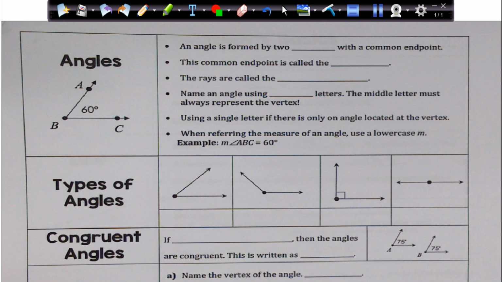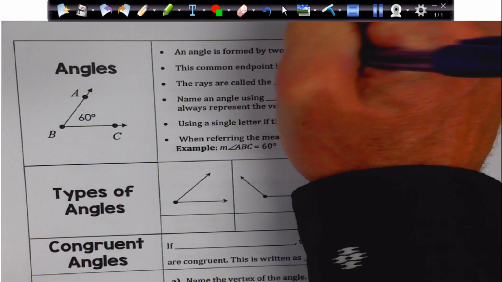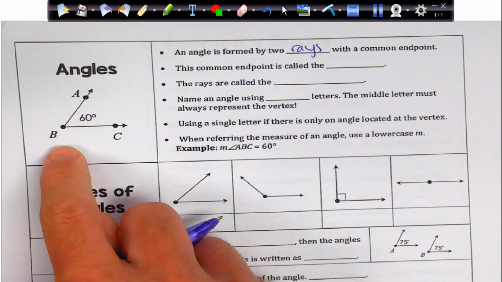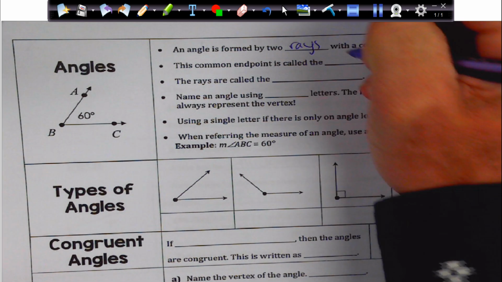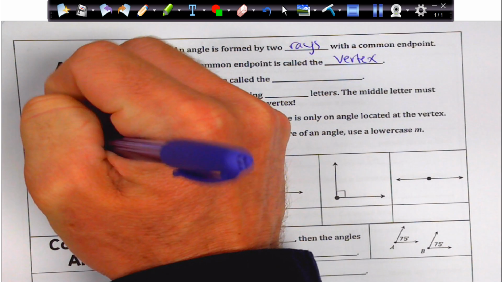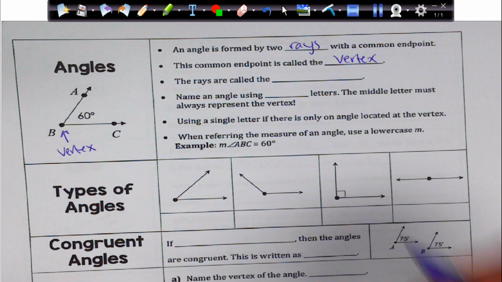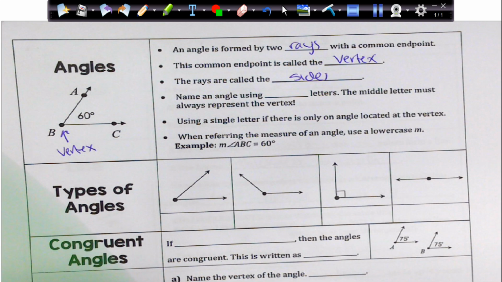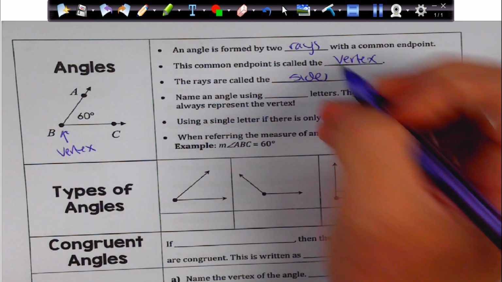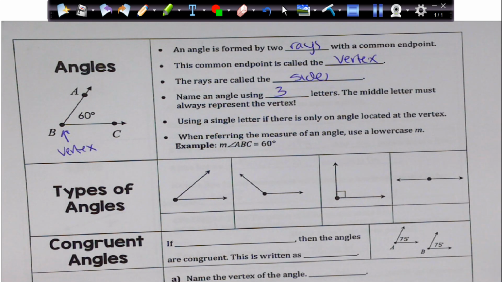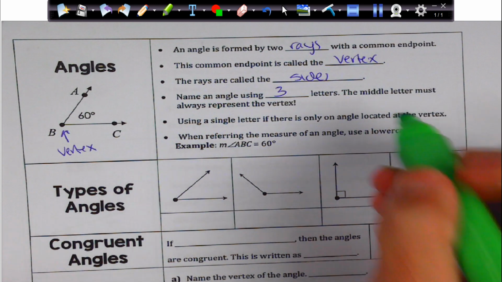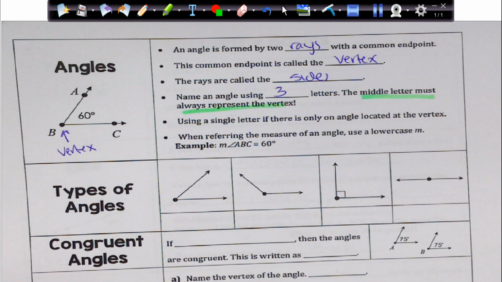All right, an angle is formed by two rays with a common endpoint. So we can see ray AB and ray BC. The common endpoint is called the vertex. So that right there is the vertex. The rays are called the sides. And we name an angle using three letters. The middle letter must always represent the vertex. So that's really key. We can use a single letter if there's only one angle, but that's not very often.